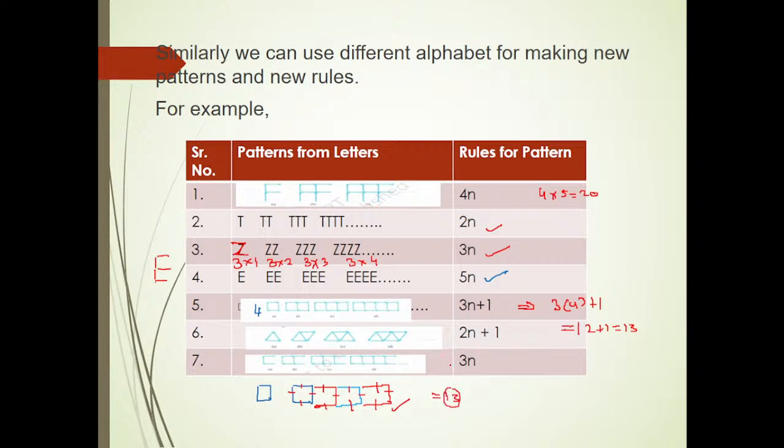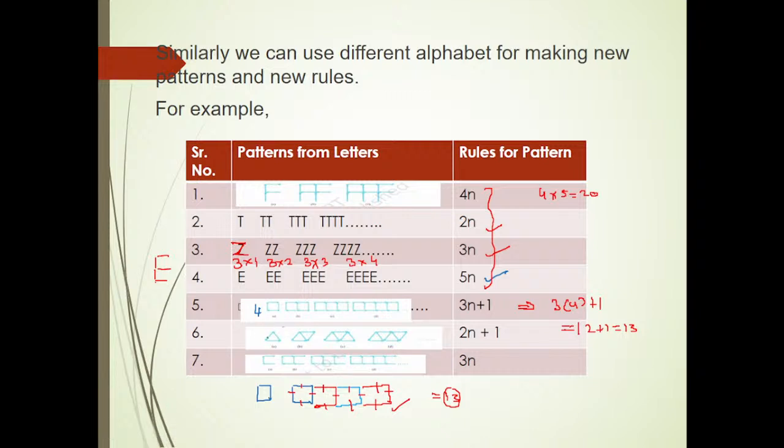Similarly, if you want to find n squares, so you will require, for 10 squares, 3 into 10 plus 1, which is 31. The same pattern will follow for the rectangle. See, it is also a kind of different thing from what we observed above. These are of one kind and these two are of some other kind. A little difference is there, you need to observe carefully.